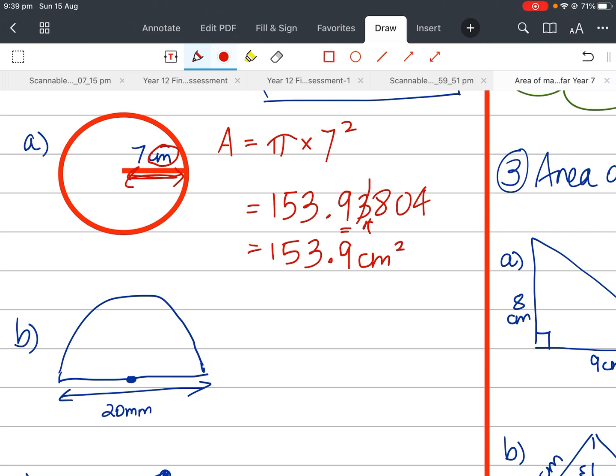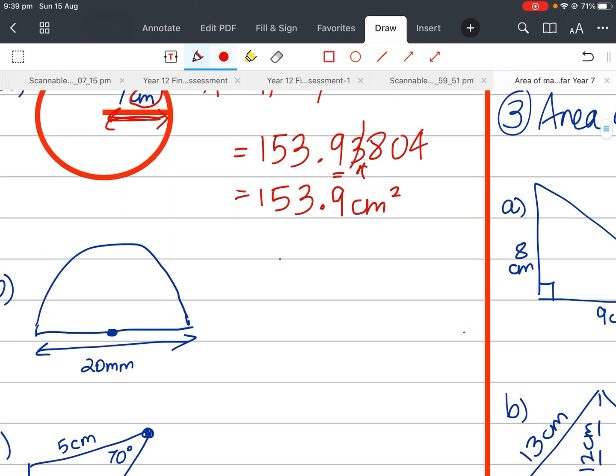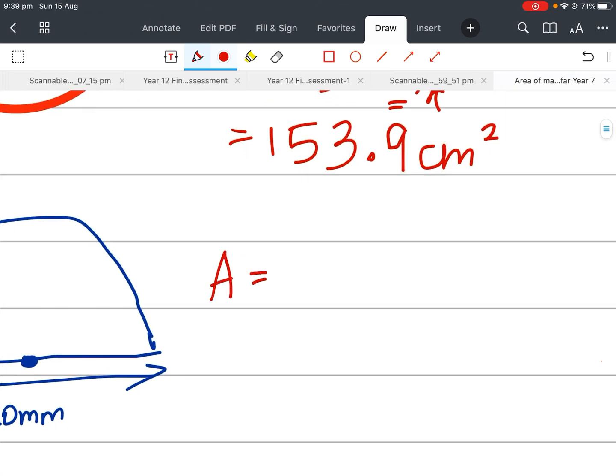Alright, next we have another shape. So let's have a look at B. Hopefully you notice it's a semicircle, or it's half a circle. So we're going to do the same formula. Okay, pi r squared. So we're going to pretend we're finding a full circle. Okay, so we need r squared, don't we?